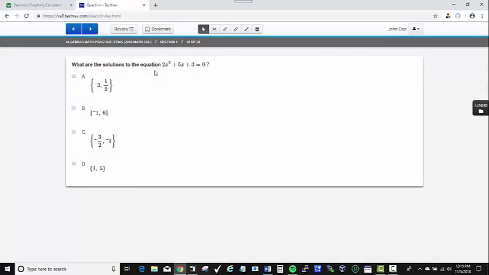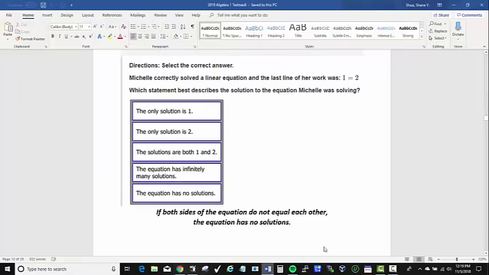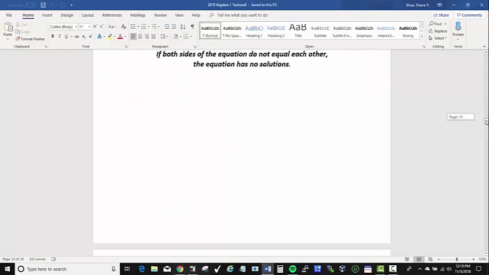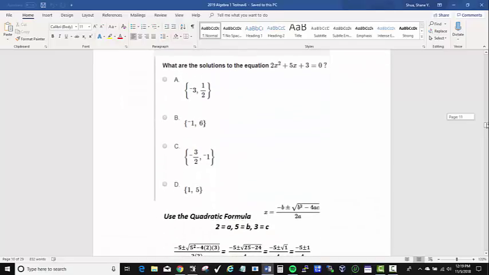What are the solutions to the equation 2x squared plus 5x plus 3 equals 0? Well, there's a couple of ways that you could solve that. Let's scroll down here. Now, quadratic formula is probably one of the easiest. You could graph it. You could also use completing the square. But let's use the quadratic formula, which is x equals the negative of b plus or minus the square root of b squared minus 4ac all over 2a. And in this case, the a is the 2, the b is the 5, and the c is the 3.